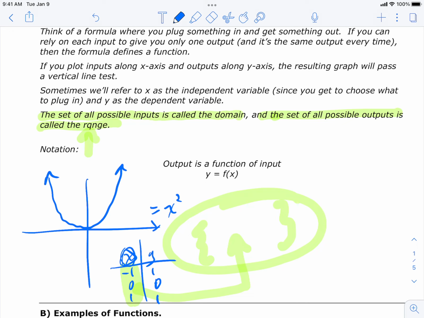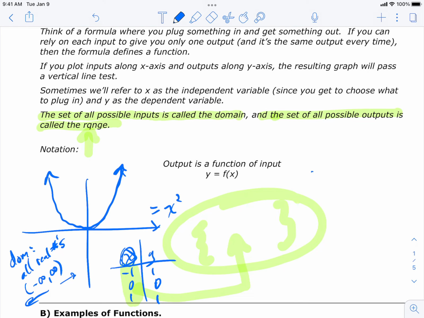For this function, notice we can plug in anything we want. The graph goes forever to the right, it goes forever to the left. So actually for this one, the domain is all real numbers. All real numbers. In interval notation, from -infinity all the way to +infinity, go forever to the left, go forever to the right, never stop ever, every single number in the world, every real number in the world.